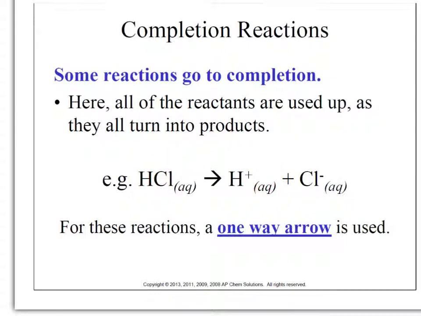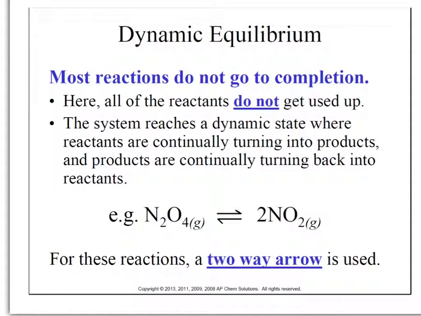Sometimes the products will also form the reactants in the same vessel. We call this process dynamic equilibrium. Dynamic because it's constantly moving. So most reactions do not actually go to completion. Instead, the reactants, so in this case dinitrogen tetroxide, are going to react to form two nitrogen dioxides. But those two nitrogen dioxides are also going to react to form dinitrogen tetroxide. And so we have this two-way arrow indicating that this reaction is actually occurring both ways.